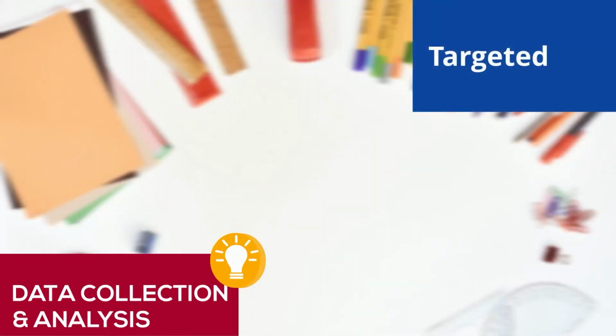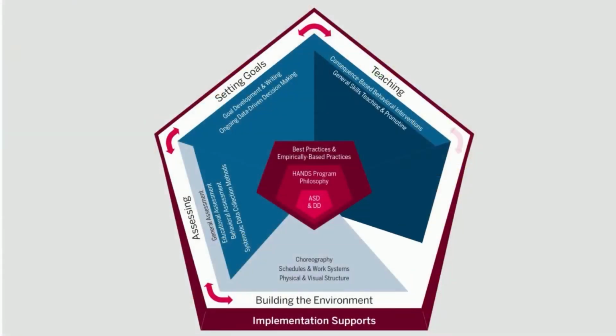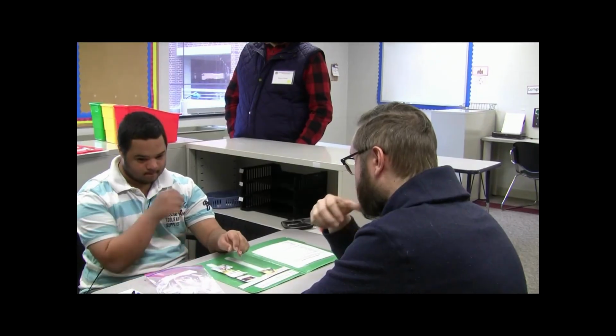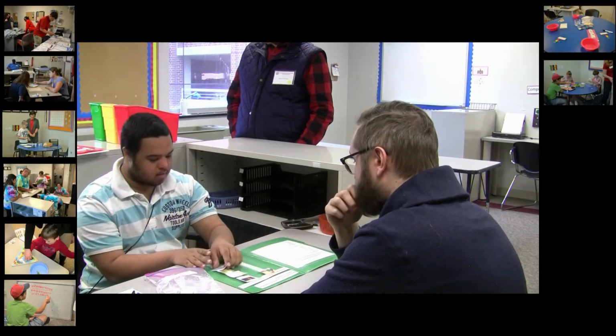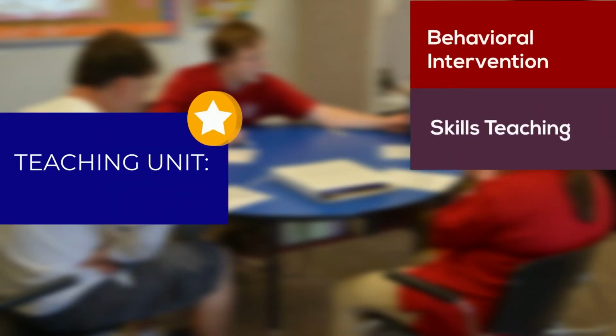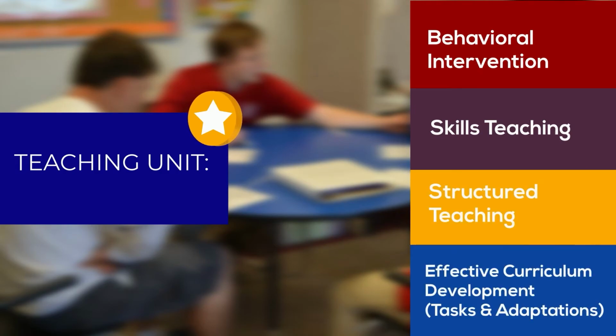The need for targeted, or specific, and ongoing data collection and analysis is highlighted as a method to ensure that individuals are progressing towards established goals. Clear and appropriate goals help further individualize and inform high-quality teaching. A variety of modules are introduced in the teaching unit of the Hands and Autism Model Training Curriculum and Framework. These modules include such topics as behavioral intervention, skills teaching, structured teaching approaches, and effective curriculum development with both tasks and adaptations.